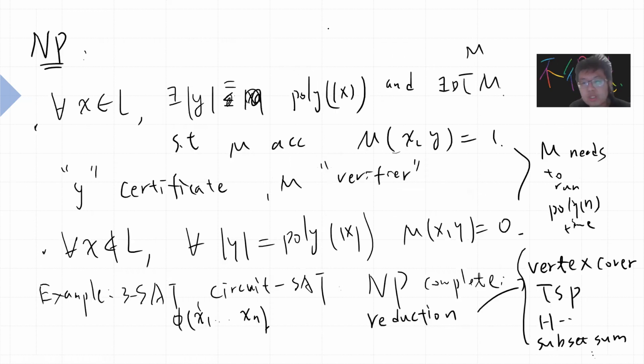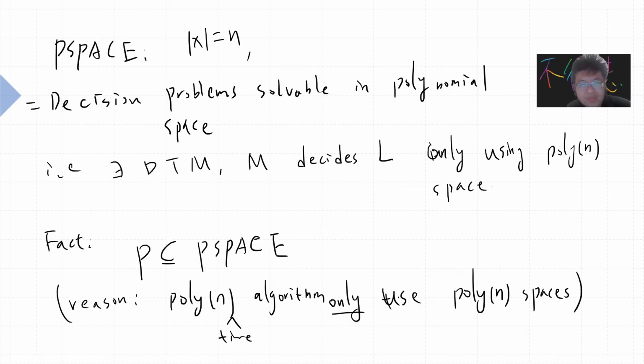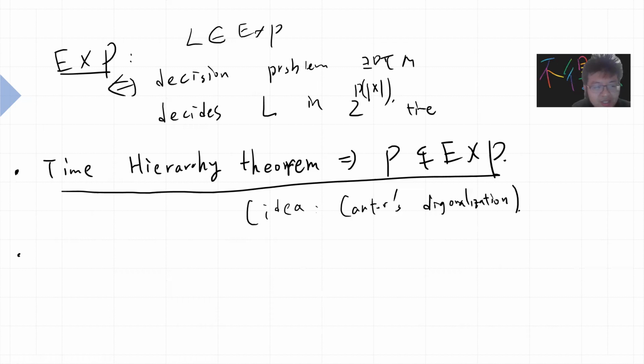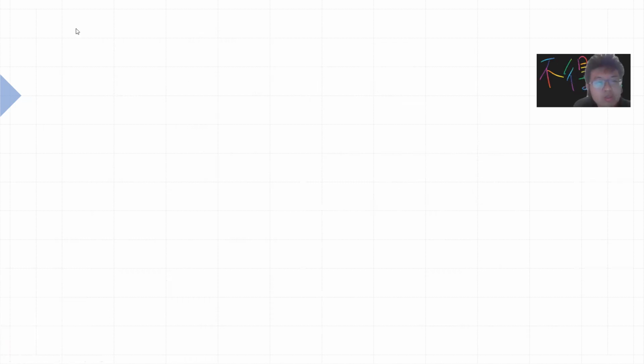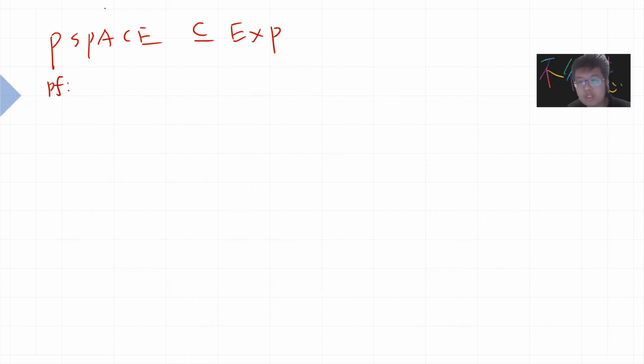The tricky part is that we want to prove the following: because PSPACE is a subset of EXP. How do we prove this kind of thing? We want to say that if you have a language which you only need polynomial space to solve, then you at most need exponential time. So the proof is a simple idea.